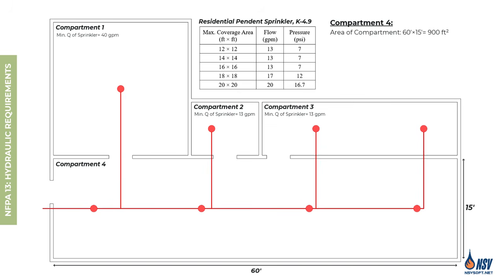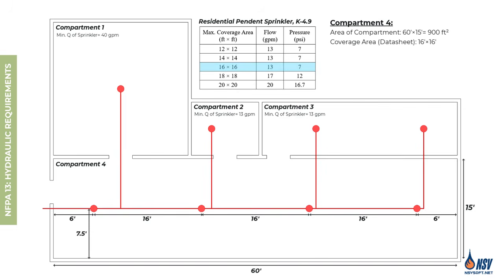For compartment 4, the area is 900 square feet. The sprinkler coverage area is considered to be 16 by 16 feet, and the flow based on the datasheet is 13 gallons per minute. Since the area of the compartment is greater than 800 square feet, the average coverage area method is not applicable, and the coverage area must be determined using the S by L method.